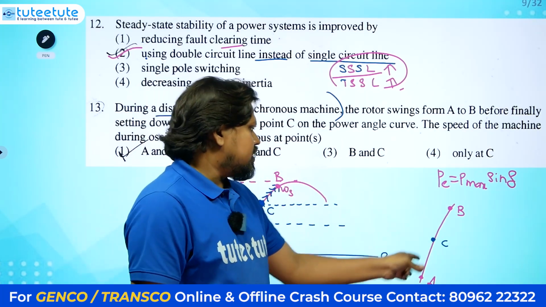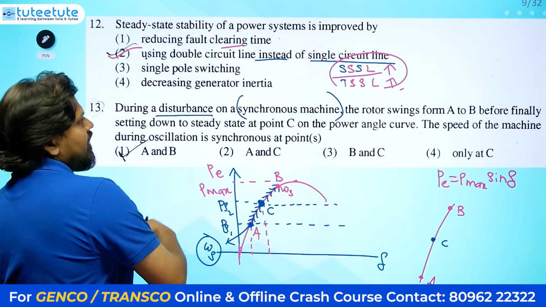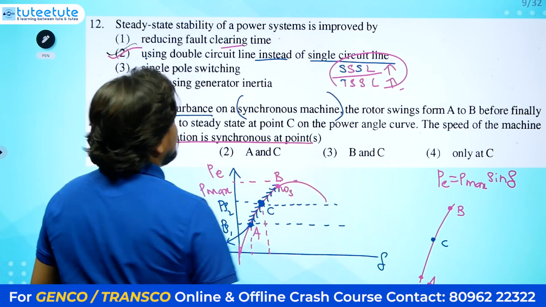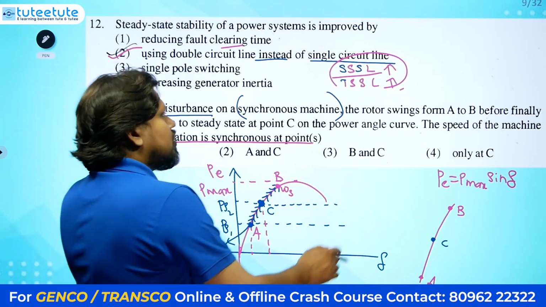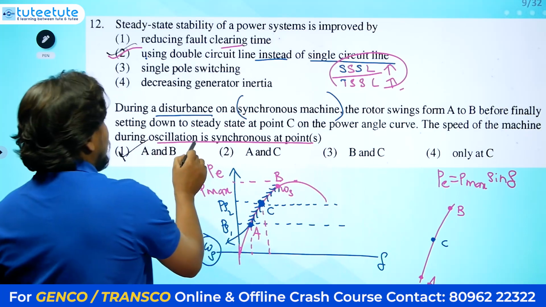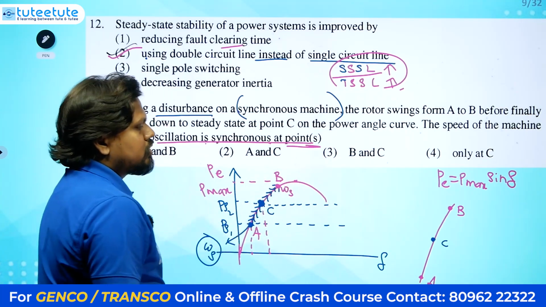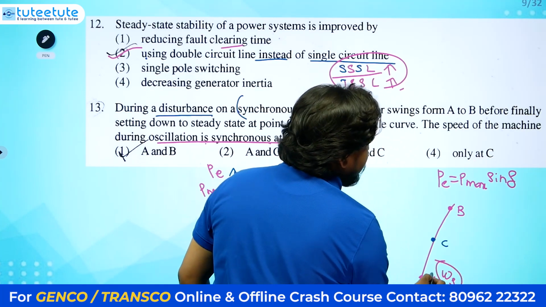Anyway, these are the 3 points, and they are asking at what places the speed of the machine is synchronous speed. That's what they are asking, right? The speed of the machine during oscillation is synchronous at points. At which points? Previously it is synchronous speed here.